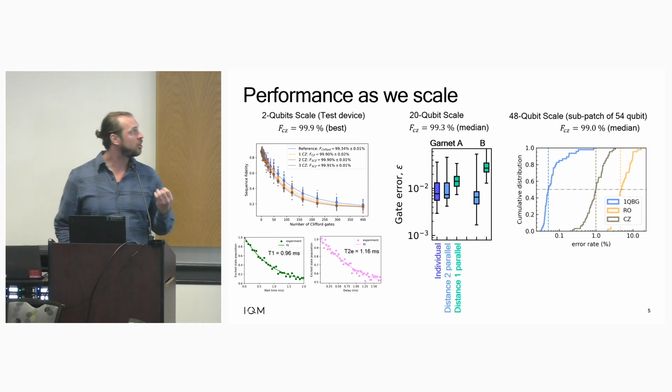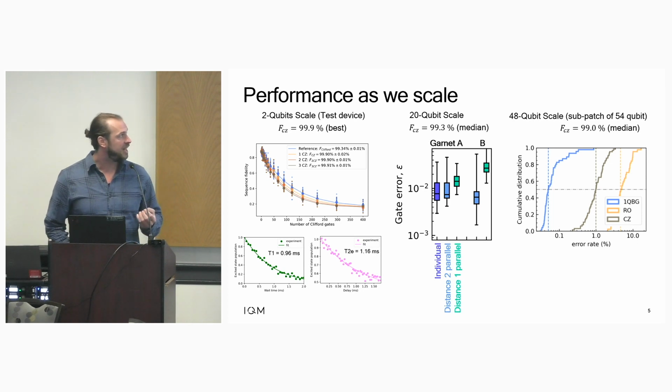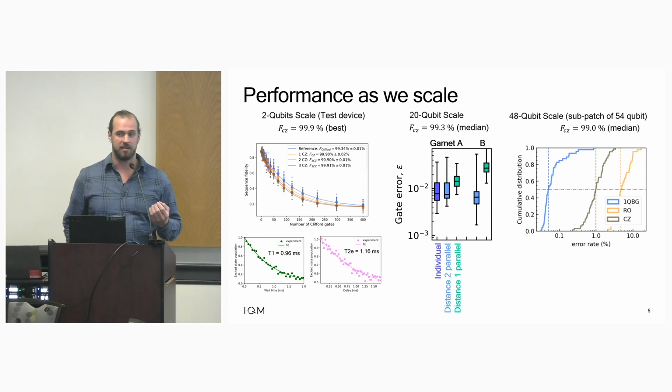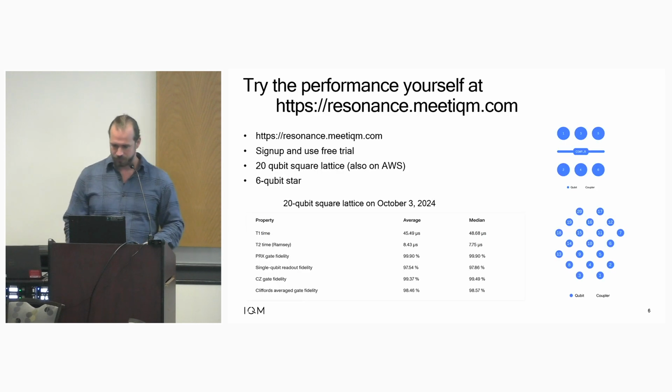Then as we increase the scale to 20 qubits, we have 2-qubit gate fidelities, median 99.3. And then currently, in our testing of the 54-qubit device, we have, in a 48-qubit subpatch, median 99% fidelity 2-qubit gates.